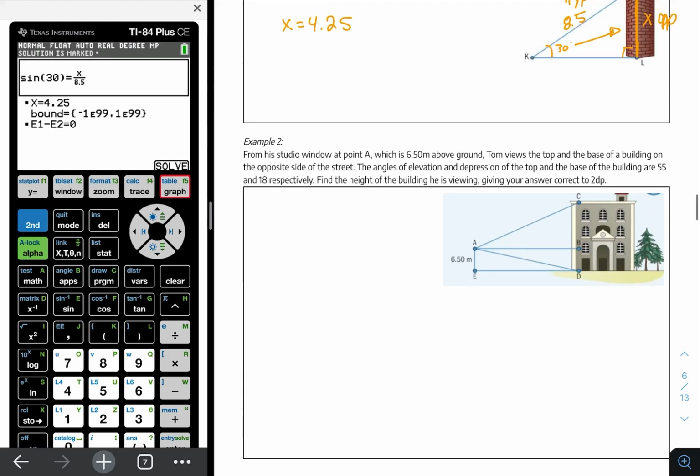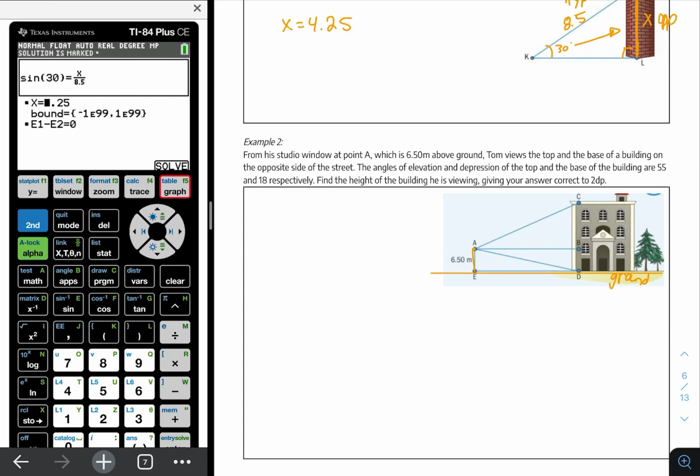Now let's look at example 2. Example 2, we have from his studio window at point A, which is 6.5 meters above the ground. 6.5 meters above the ground is identified in our diagram from point A to point E, meaning that our ground is the line ED.